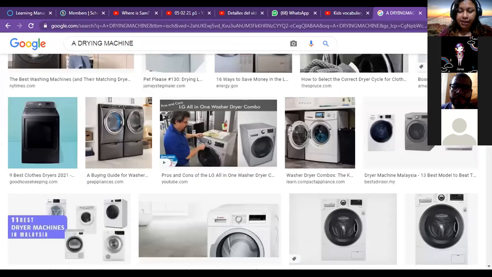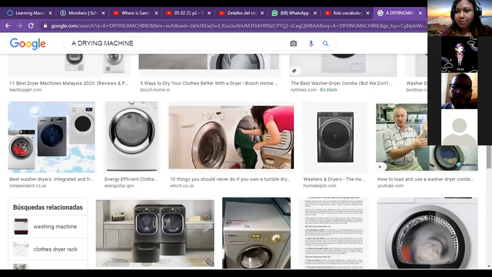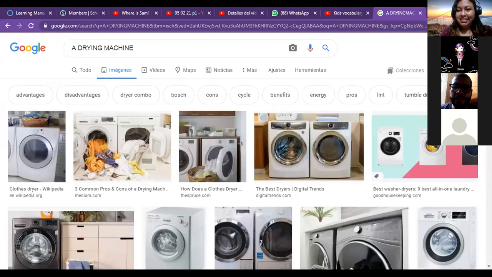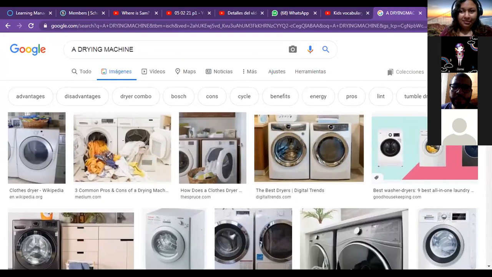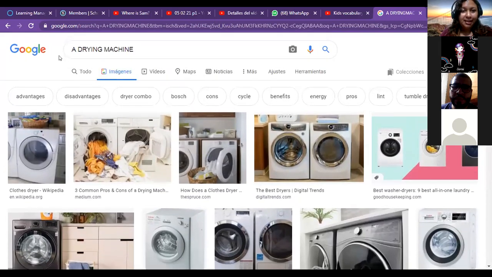The drying machine is similar to the washing machine. Pero eso es secadora. Es para secar. Do you have a drying machine? No. We don't need a drying machine in El Salvador, right? No las necesitamos in this country. Okay.